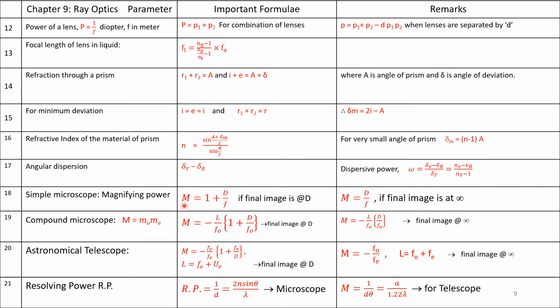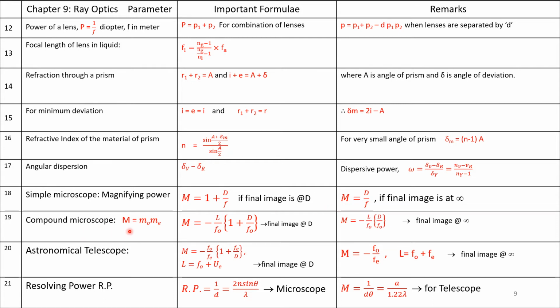Magnifying power of a simple microscope is given by M is equal to 1 plus D by F. See, these formulas you have to remember and answer all the objective type questions. This formula holds good if the image is at a distance capital D. If the final image is at infinity, it is M is equal to D by F.